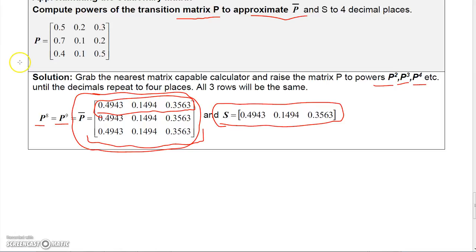Now, in the next chapter or section, I'm going to talk about a different type of Markov chain called an absorbing Markov chain. I won't spend much time on that, but we will talk about that just a little bit.